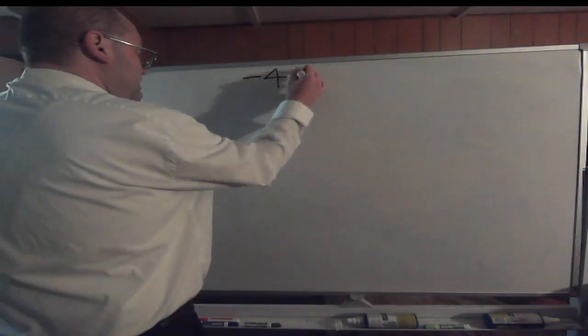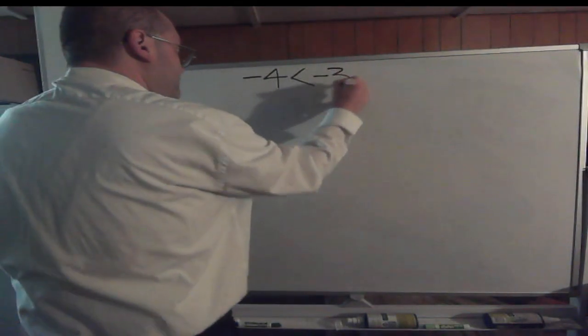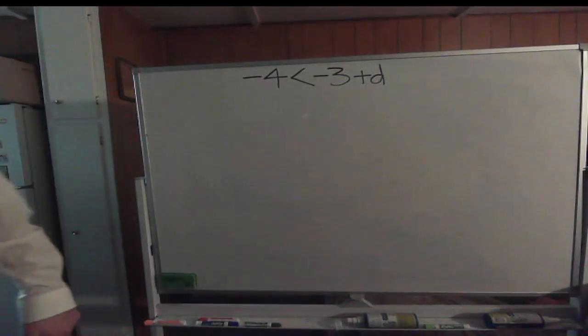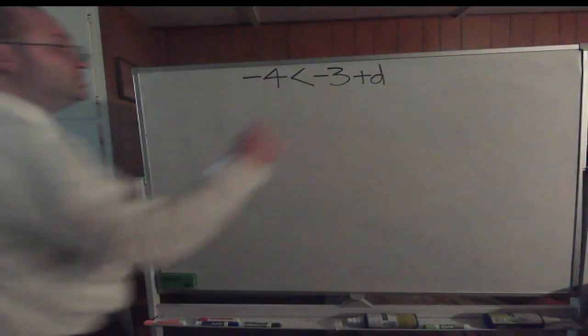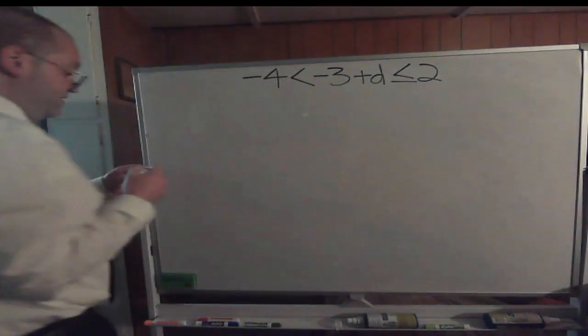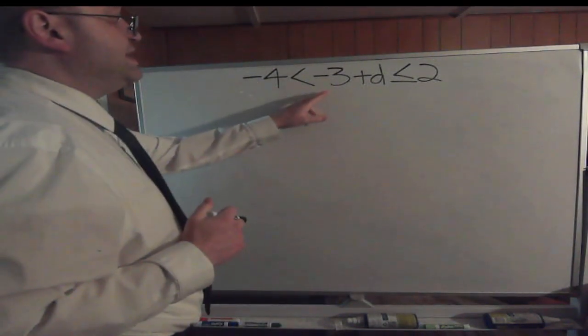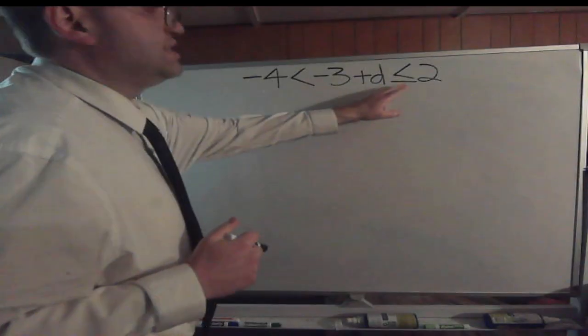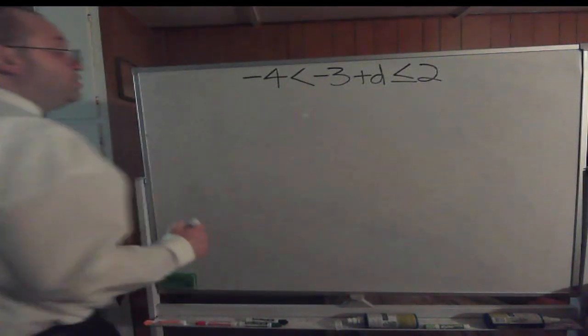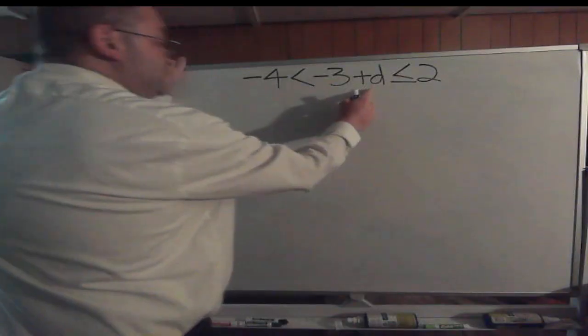-4 is less than -3 plus d, which is less than or equal to 2. So I have -4 is less than -3 plus d, which is less than or equal to 2. Okay. Well, we still want to get that d by itself, right?